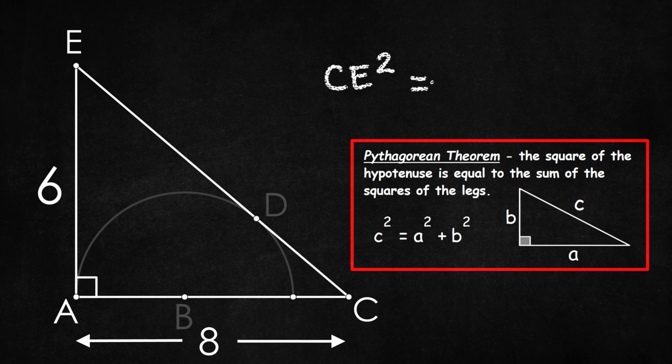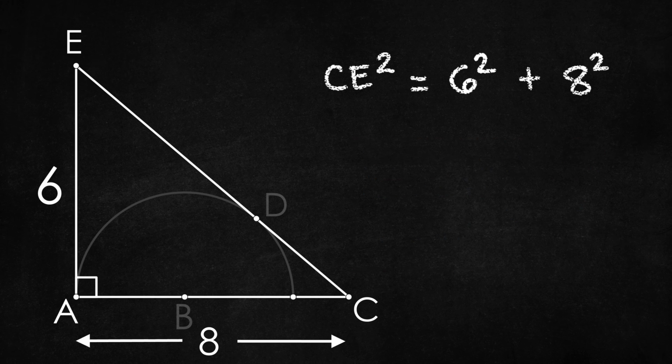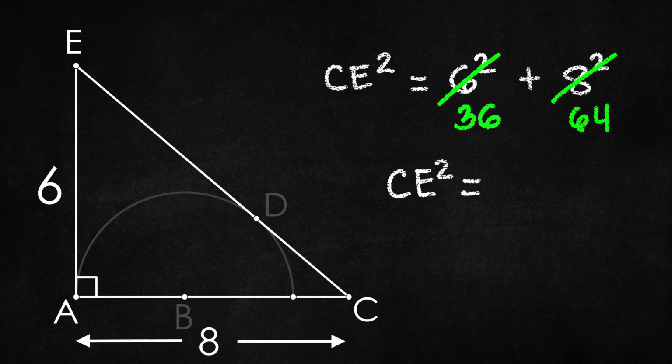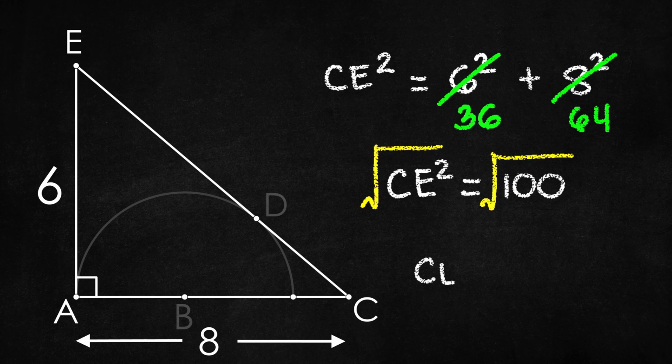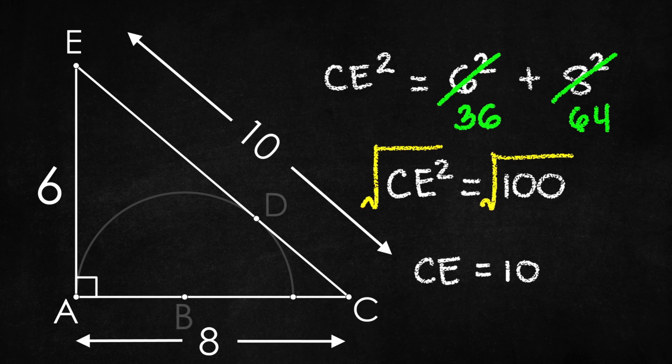CE squared is equal to 6 squared plus 8 squared. 6 squared is 36, while 8 squared is 64. CE squared is equal to 36 plus 64, or 100. Take the root of both sides to get CE equals 10. The length CE is 10 units.